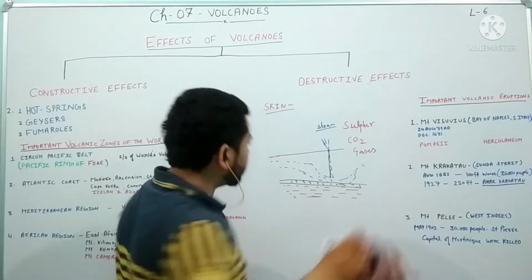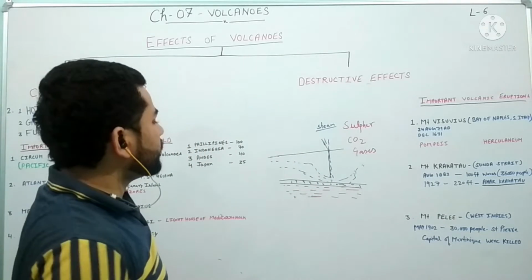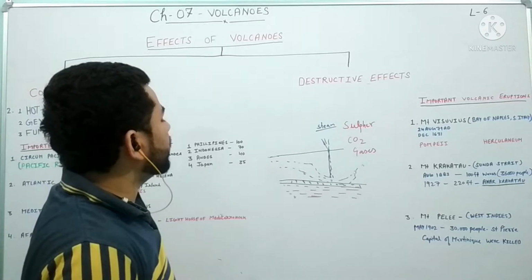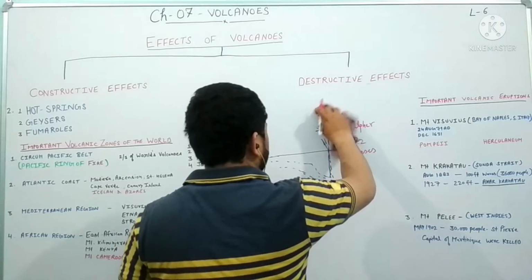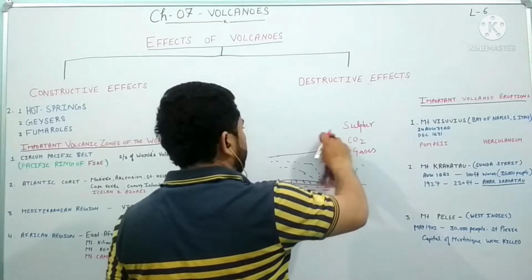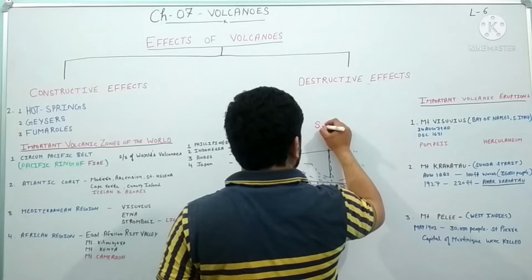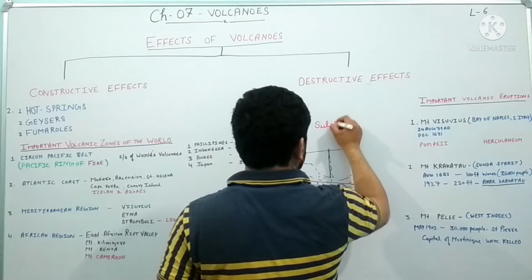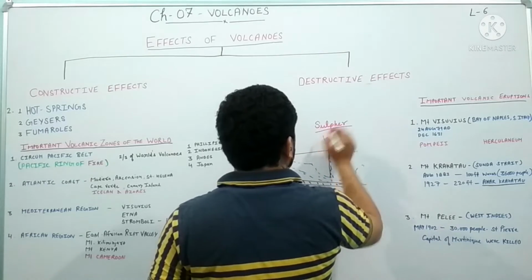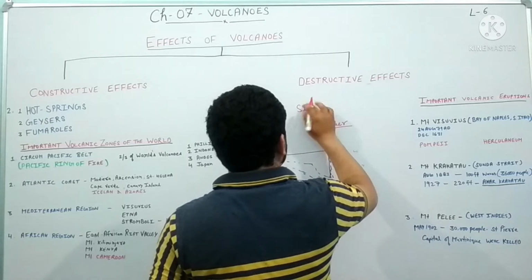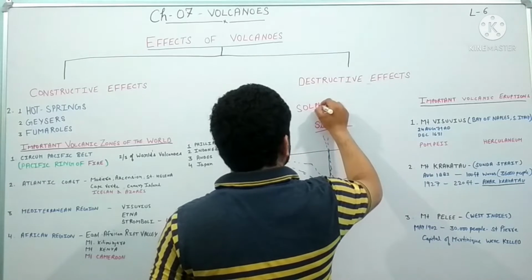Then if only sulfur comes out in these fumaroles, okay, only sulfur dioxide or sulfur gas comes out, then what will happen? Then it is called solfatara.